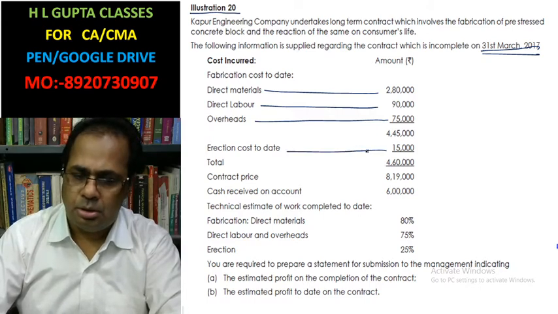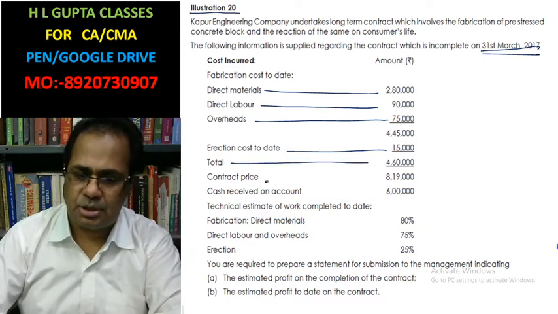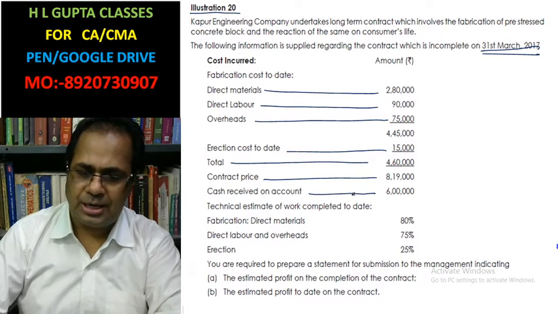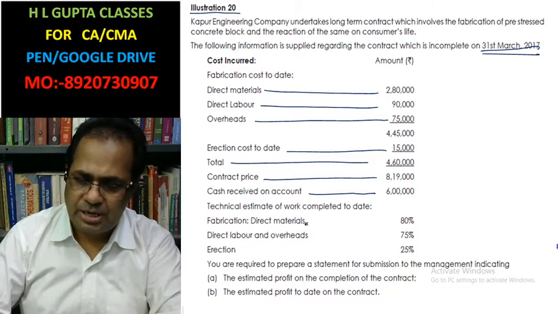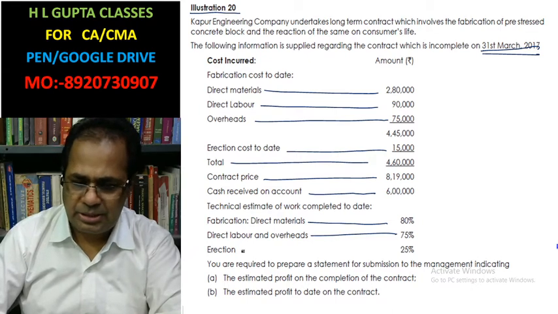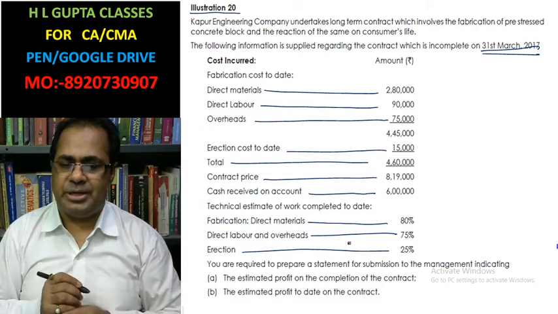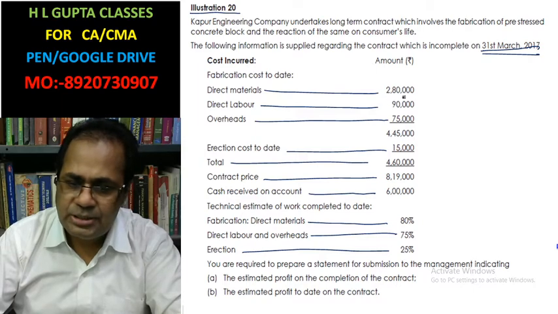Cost of erection to date is 15,000, total cost is 4,60,000, contract price is 8,19,000, cash to be received 6 lakh. Technical estimate of the work completed to date: fabrication direct material 80%, direct labor and overheads 75%, erection 25%. It means the company is estimating that so far 2,80,000 of material is used.